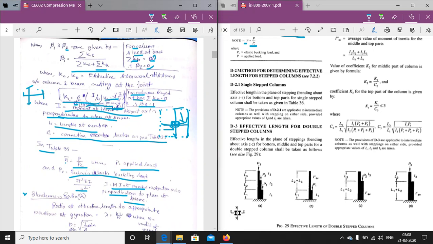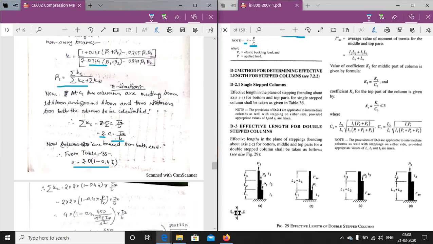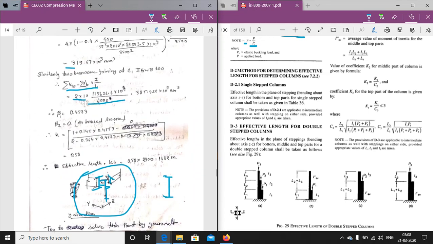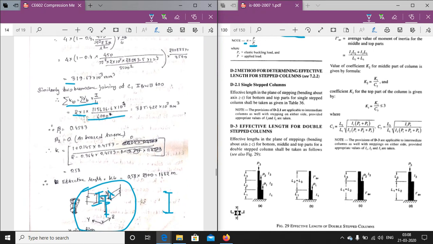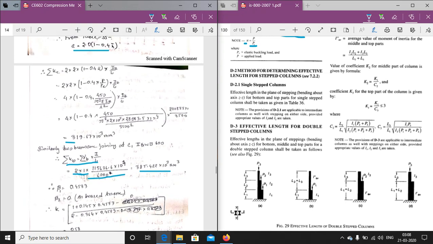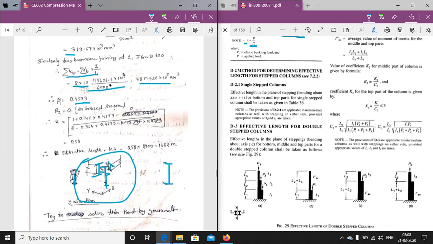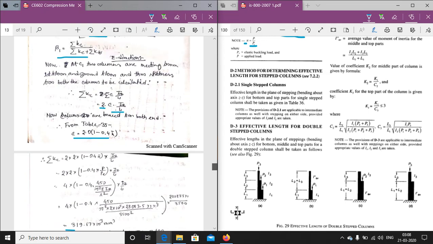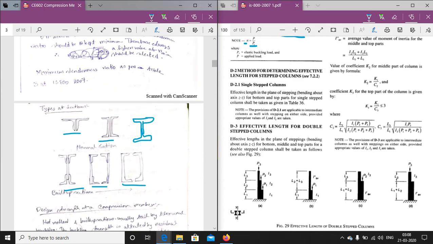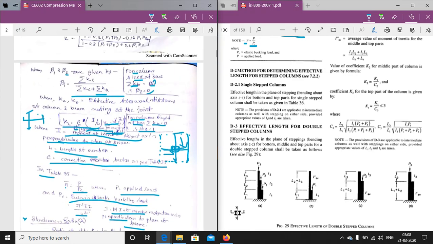So putting the value of gamma equal to 1 here, we are getting beta 1, and we get the value of KB. Now beta 1 we have calculated by putting in the formulas here. This is the formula.